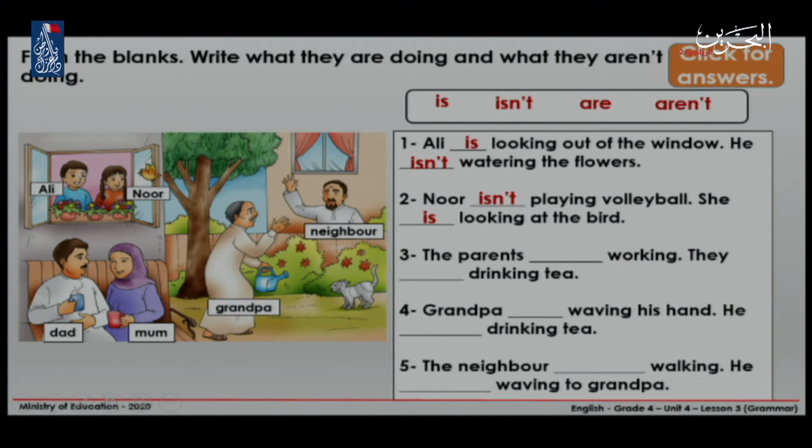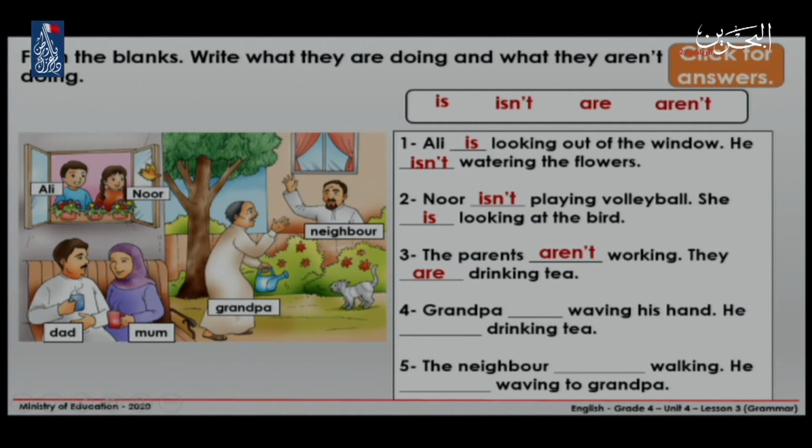Let's see number 3. The parents are working. So here we have mom and dad. Are they working? No. So the parents aren't working. They are drinking tea. Are they drinking tea? Excellent. They are drinking tea.